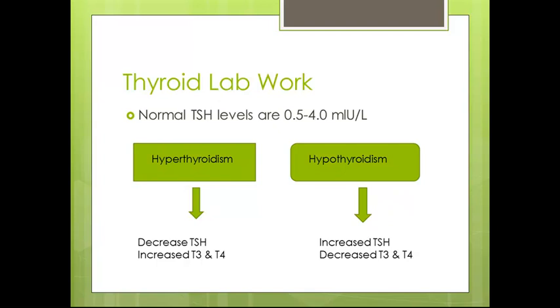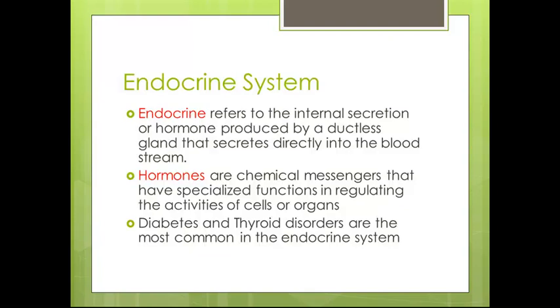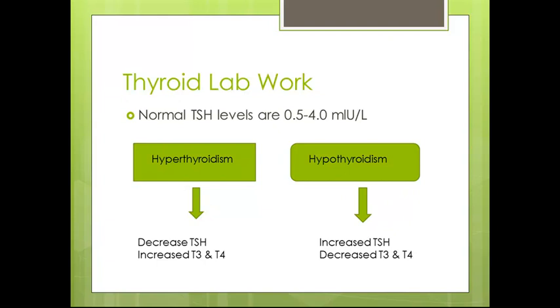So when TSH is not being secreted highly, such as in hyperthyroidism, that means that there's already adequate T3 and T4 in the bloodstream. Versus hypothyroidism, there isn't adequate amounts of T3 and T4 in the bloodstream, so TSH is produced at higher amounts to help stimulate your system to increase the production of the T3 and T4.